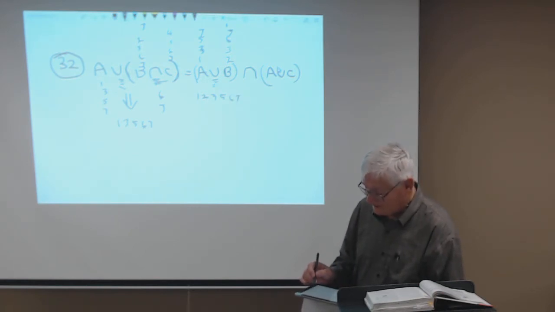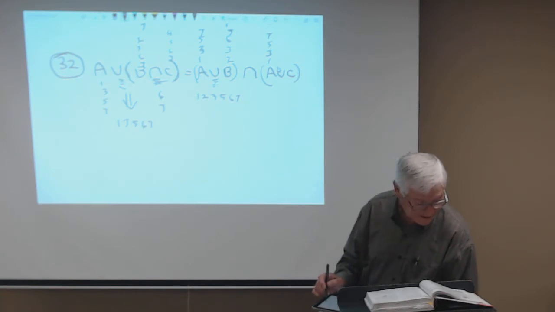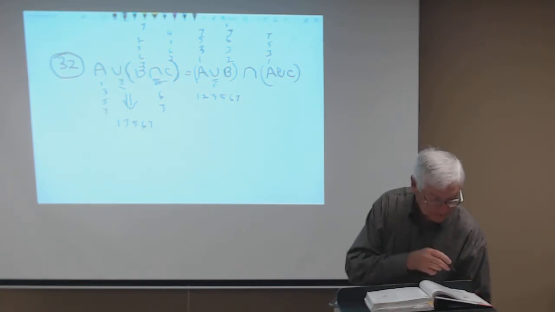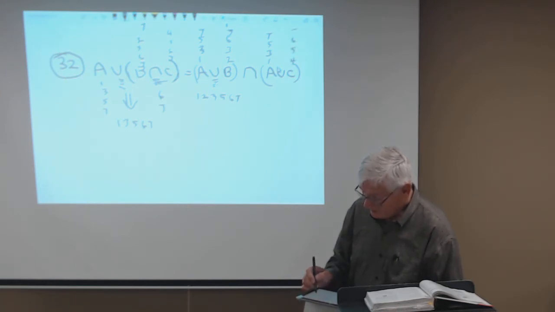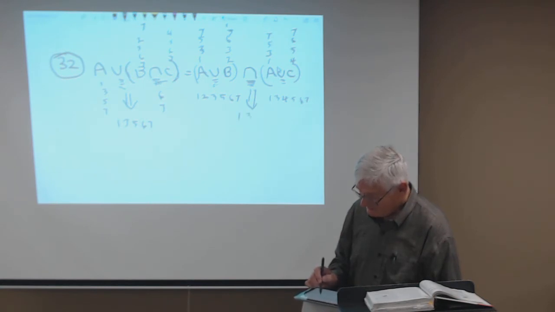Let's go to the other parentheses. What's in A? 1, 3, 5, 7. What's in C? Circle C. What do you see? 4, 5, 6, 7. What's the union? 1, 3, 4, 5, 6, 7. And what's the intersection of those two? 1, 3, 5, 6, 7.